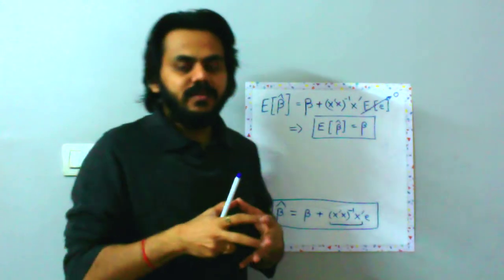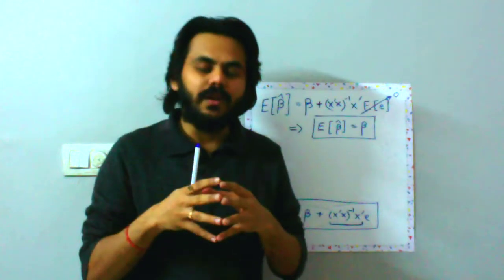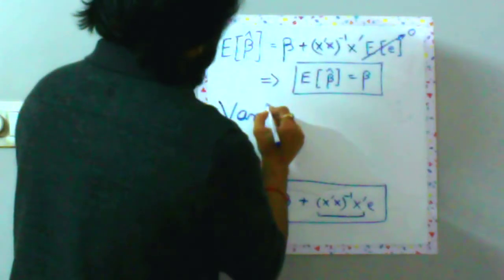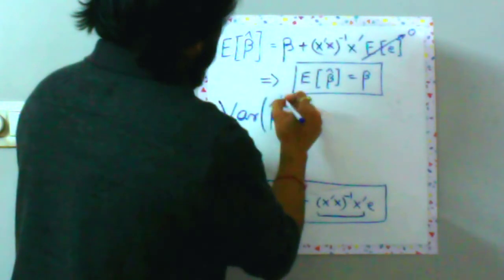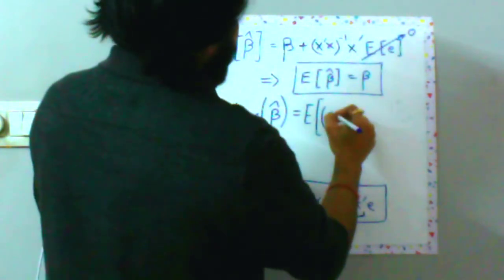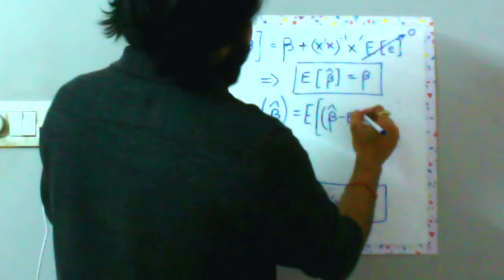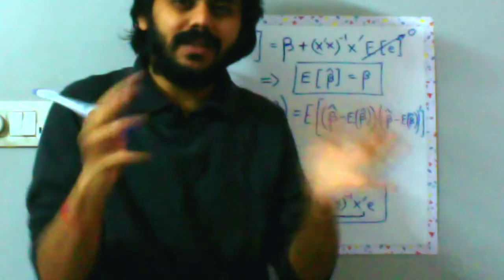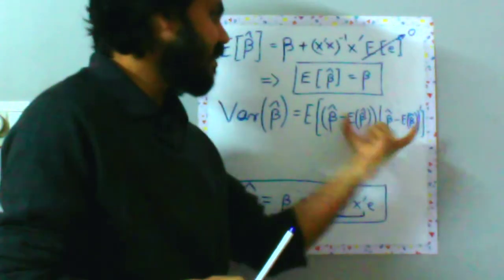To find out the variance of beta hat, as beta hat is a vector quantity, what we need to do is: variance of beta hat is equal to expectation of (beta hat minus expectation of beta hat) into (beta hat minus expectation of beta hat) transpose, because these two will be vectors. So if you take the scalar product, you will get the expectation quantity, which is kind of denoting the variance quantity.